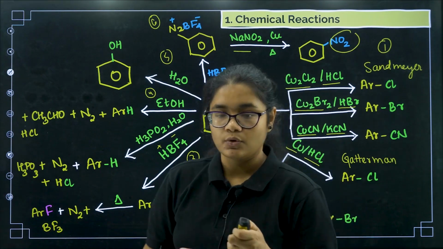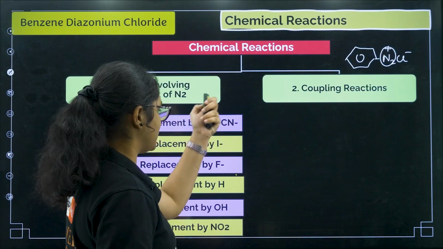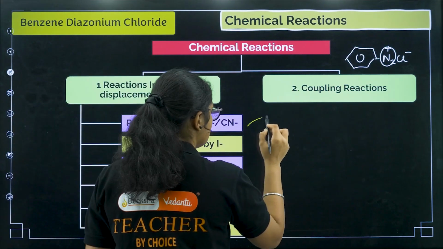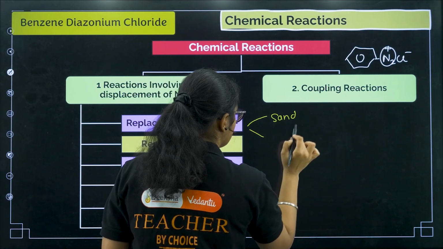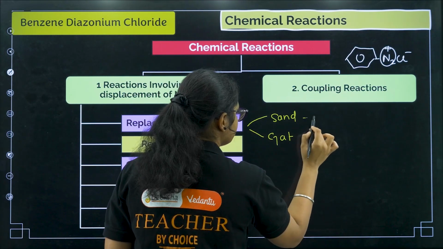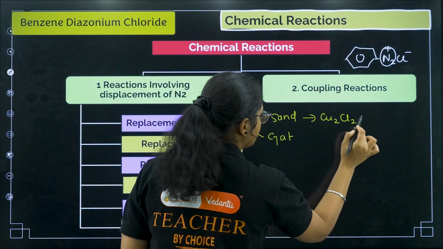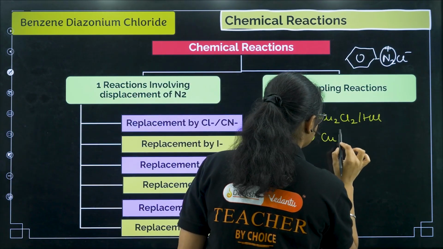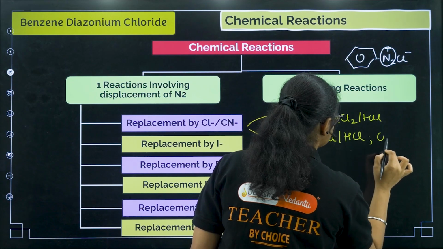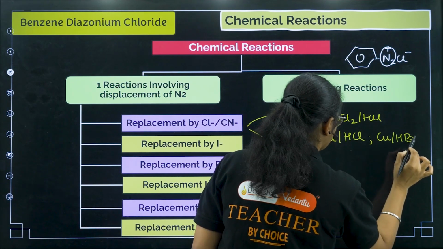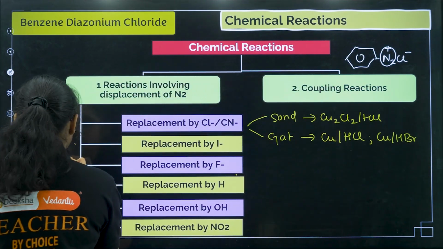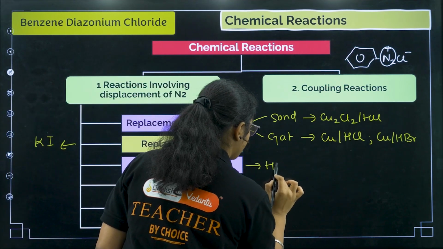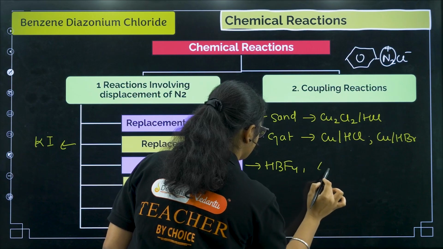Clear? So let us revise these reactions once again. For Cl- and CN-, here you have two options, right? One is your Sandmeyer reaction and another is your Gattermann reaction. For Sandmeyer reaction, you can use CuCl/HCl or CuBr/HBr, and for Gattermann reaction you will use Cu/HCl or Cu/HBr. Okay. For I minus, you can replace it by treating it with KI.